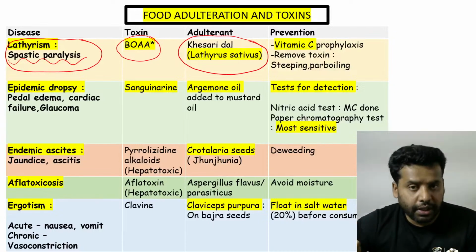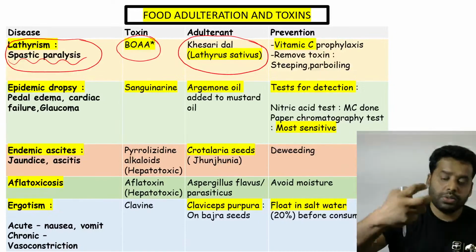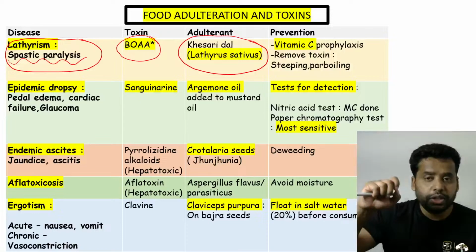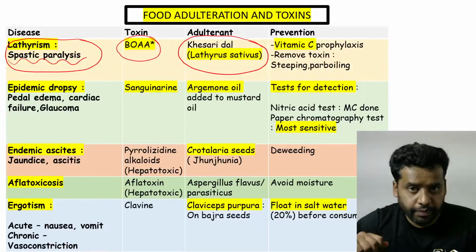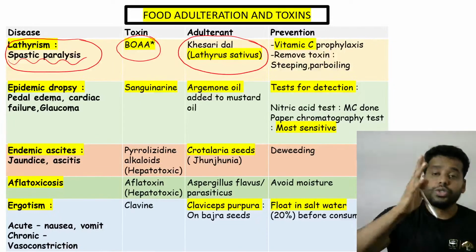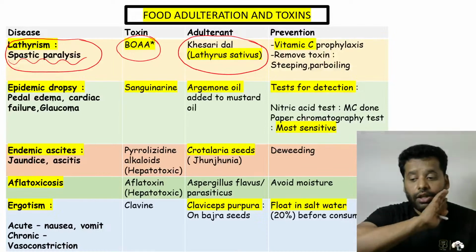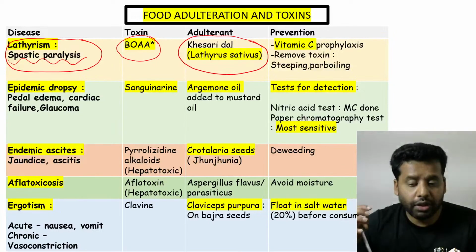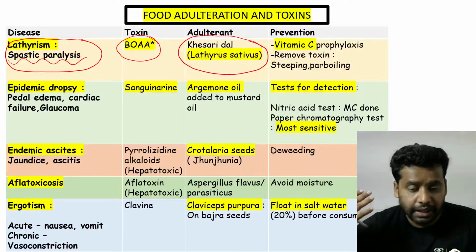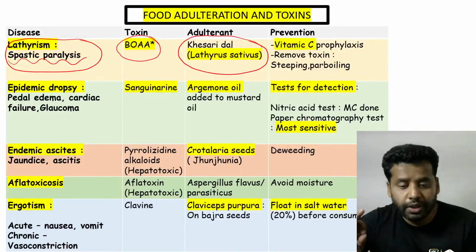Sticks. They'll be using sticks. At first no stick, then they need one stick to walk from place to place. Then they'll be using two sticks. Later, they cannot move from place to place, and they'll be using crawlers. Then we advise not to consume this dal.